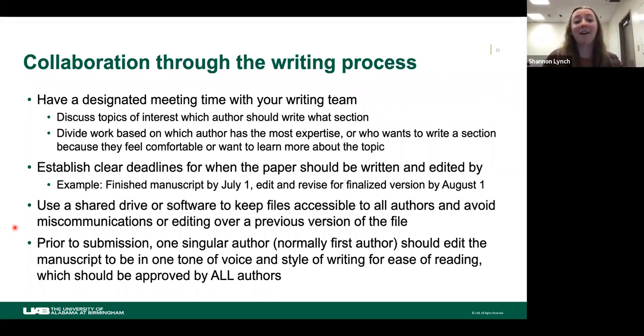But anyway, set up a time to meet with your team and discuss what topic you guys want to write about, and then also discuss which author should contribute what section of the paper. So if you know you have 5 sections to talk about and you have 5 authors, great, divvy up the work. And this can also be done based on who has the most expertise or who wants to write about the topic, or maybe they just feel comfortable or they want to learn more about that specific topic. That can be a way to break up the work.